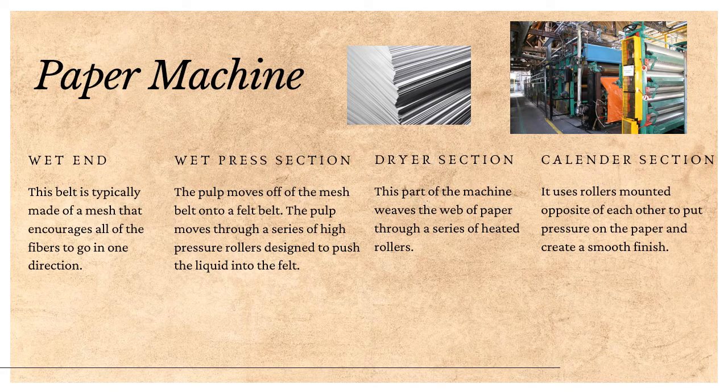The last part of the machine is called the calendar section. It uses rollers mounted opposite of each other to put pressure on the paper and create a smooth finish. The more of these rollers there are, the smoother the paper will be.